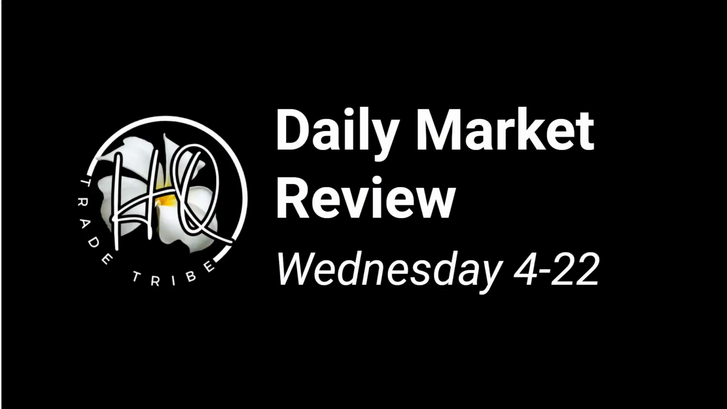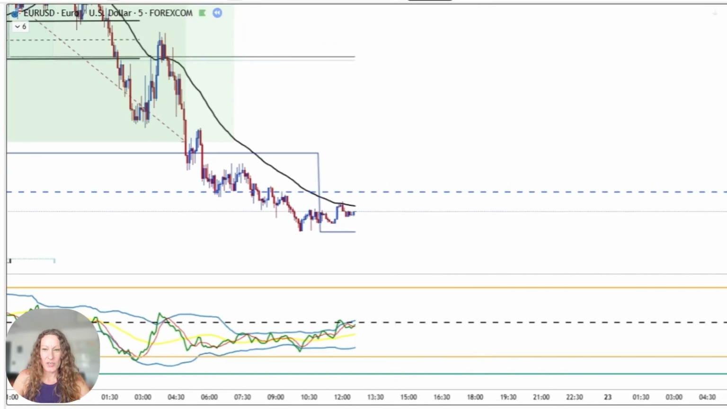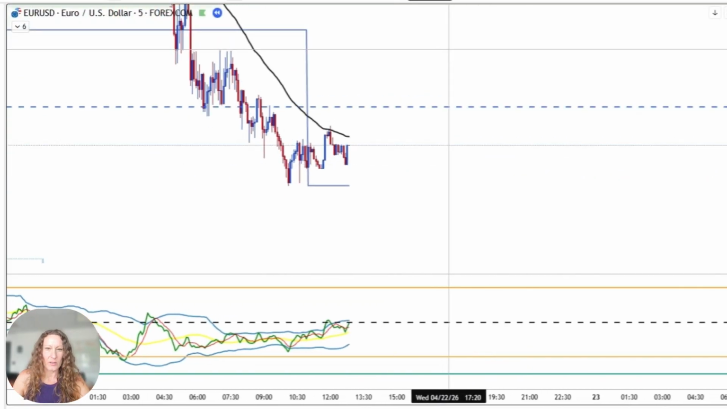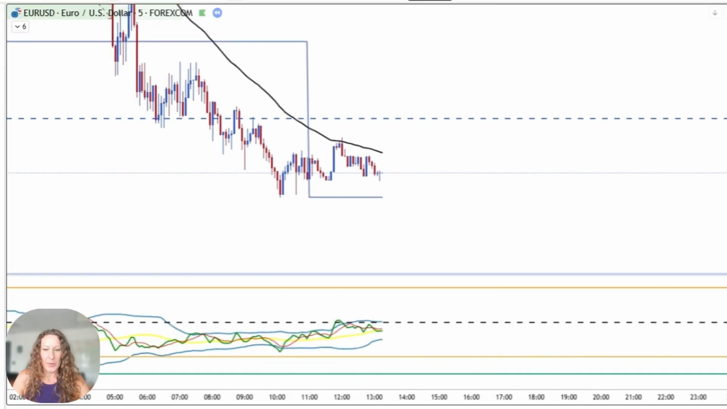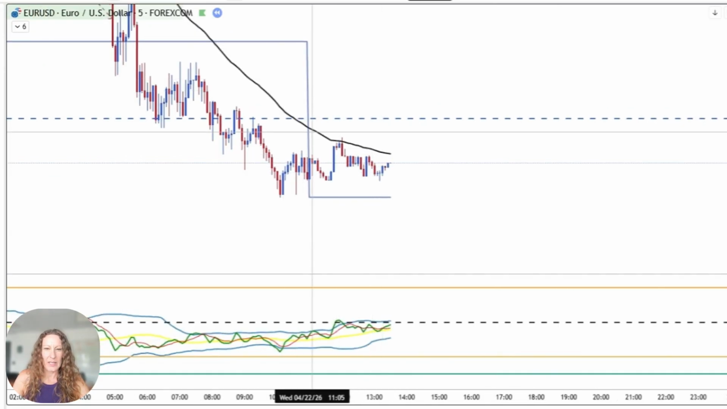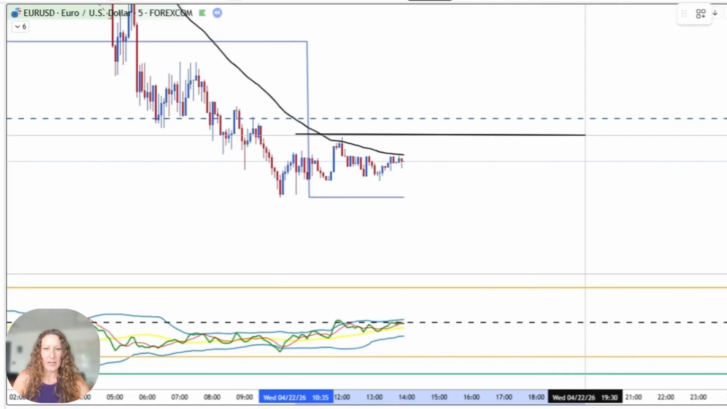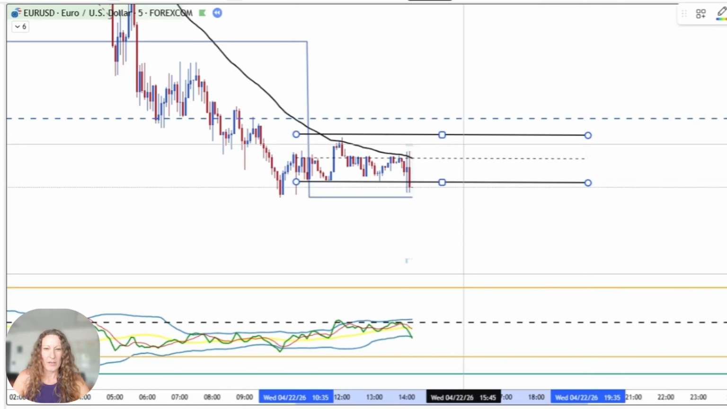Here is the trade for Wednesday, April 22. Now, as the trade day opens, this is the lull time in between the New York close and the Asia open. And I see the price is hovering around the 50. It's not really engaging with it. So we'll go ahead and draw that close open channel right here.